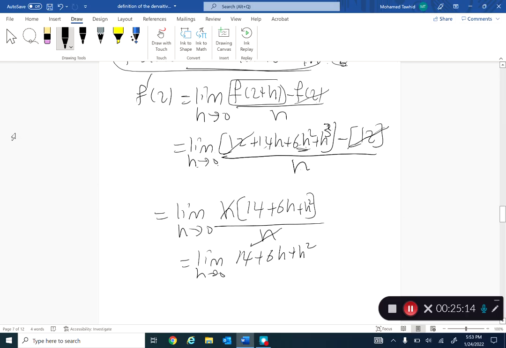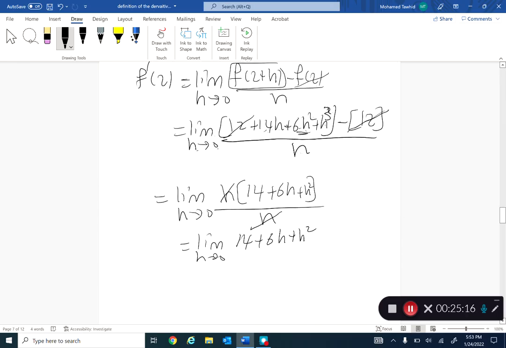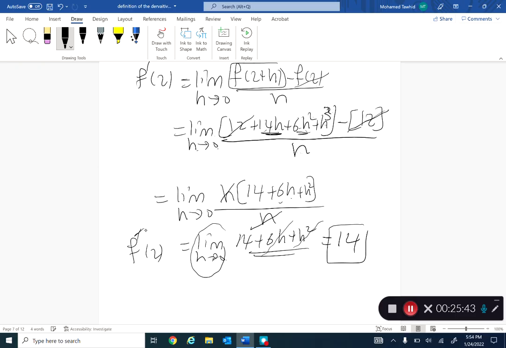I factor out h from here. 12 cancels with 12. You have h from here, you get 14. If I take h, you get 6h. If you have h cubed, you take h, you get h squared. You now just take the limit, simplify as much as we can. We cannot simplify more. Then just replace h by 0. What do you have? You get 14. So h here is 0, and then you have 0. What is left? Only 14. So that is your derivative at 2, and that is also the slope of your f of x at 2.